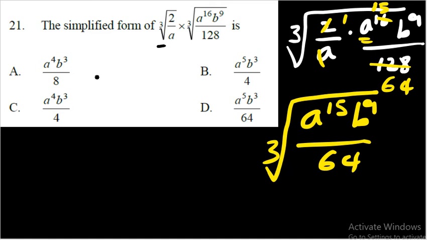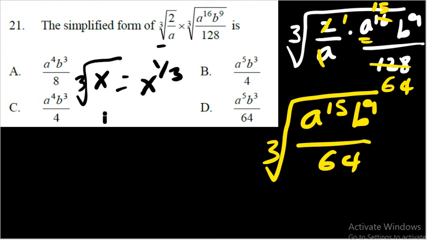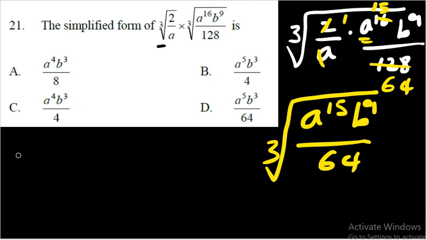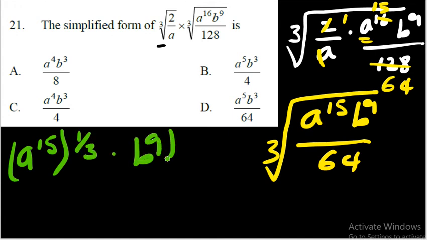Let me remind you. x in cube root means it is the same as x to the power of 1 over 3. x in the radical means, for example, if you have x in the radical, it's the same as x to the power of 1 over 2 because the index is 2 here. So this time it's cube root. So 1 over 3 will be an exponent for each of them. So that means I can write it a to the power of 15, the whole to the power of 1 over 3. Again, b to the power of 9, the whole to the power of 1 over 3.